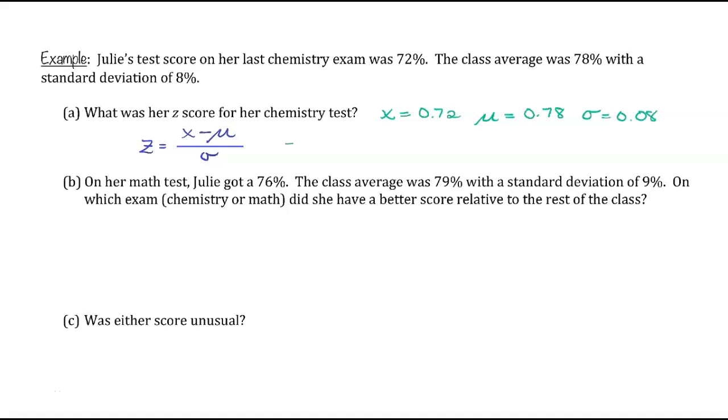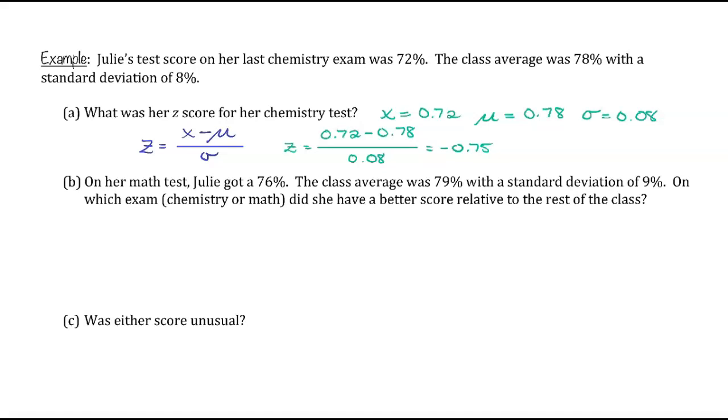So we find that the z-score in this case is equal to 0.72 minus 0.78 divided by 0.08. Julie's z-score is -0.75. It's negative because Julie's test score was below the average, but it's only 6% below the mean, not a full 8%, not a full standard deviation below the mean. On her math test, Julie got a 76%. The class average in that case was 79% with a standard deviation of 9%. On which exam, chemistry or math, did she have a better score relative to the rest of the class?